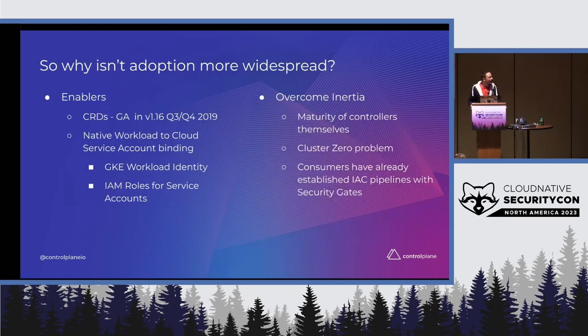So why is adoption not more widespread? Well, enablers have only been around for a few years. The controllers themselves are maturing in much the same way as Terraform providers take some time to come to maturity. So we see the same sort of underlying integration point here. Ultimately, we are configuring distributed systems, and so we expect things to fail. Resilience needs to be built into controllers, and shaking out bugs just takes a bit of time.